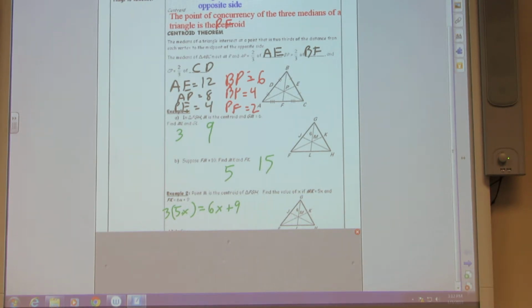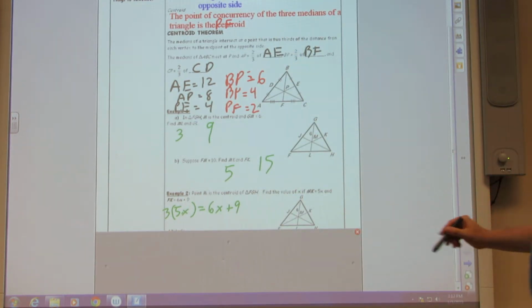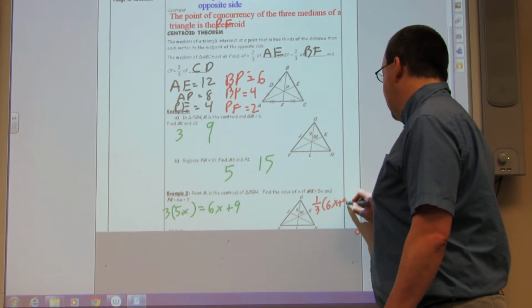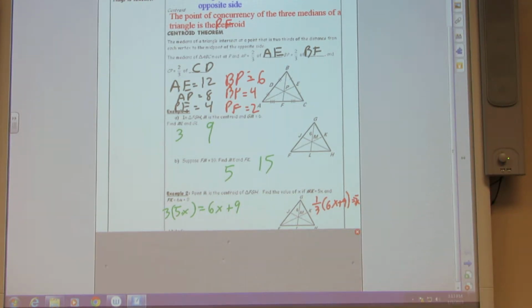You could also set this up and reduce the larger part. So I can do 1/3 of 6x plus 9 equals 5x. Make sure you're distributing the 1/3 in that case. It will get you the same answer. Generally, I don't like that way as much because then if it doesn't divide by 3, you have a fraction or a decimal. In this case, it would work out nice. I'd have 2x plus 3 equals 5x. And I can solve that easily. Sometimes that is better because you have smaller numbers.